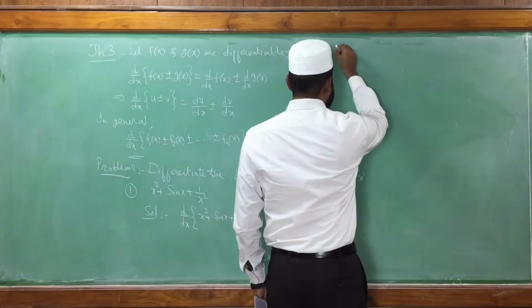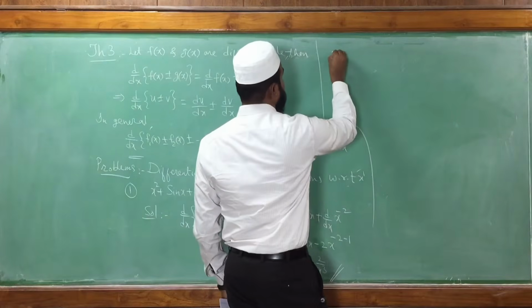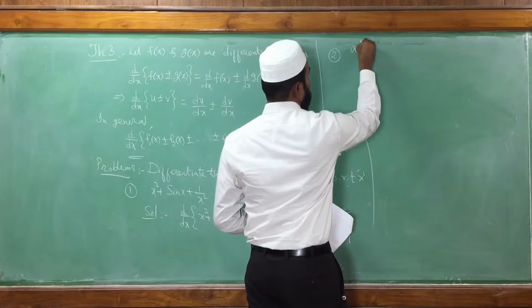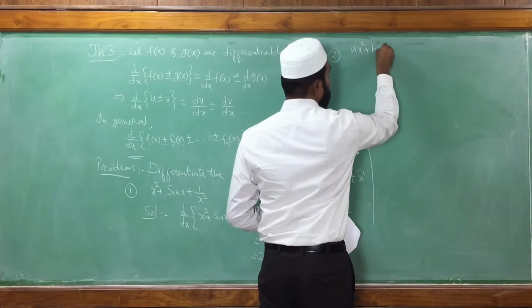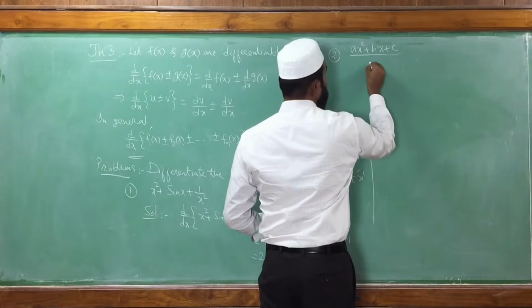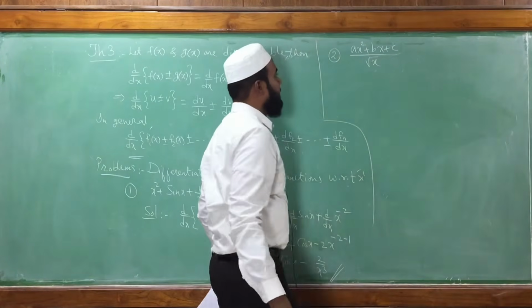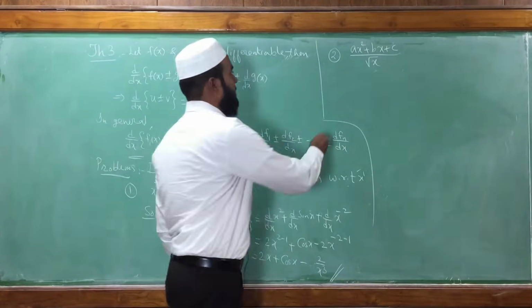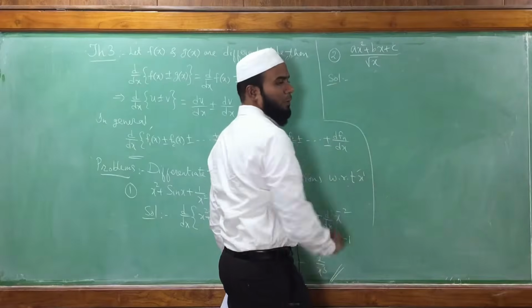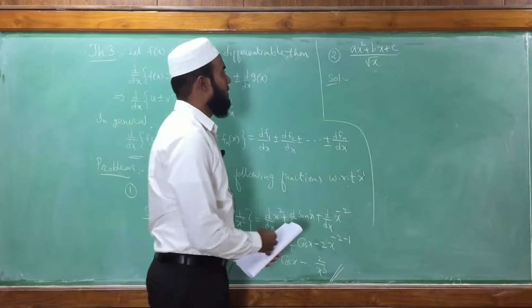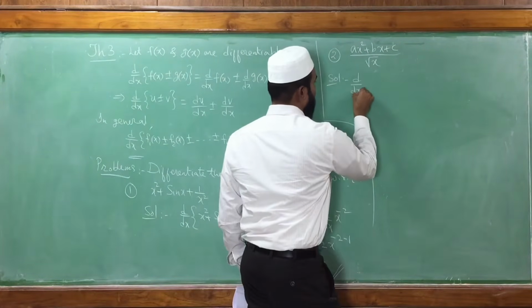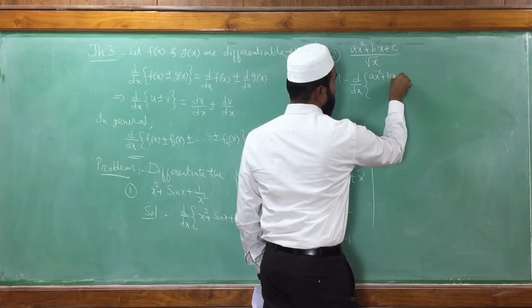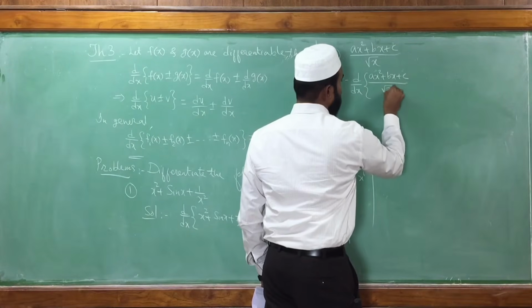Similarly, we will consider one more problem, the second problem, right. What is the question? ax square plus bx plus c by square root of x, right. The next problem is ax square plus bx plus c by square root of x. Solution. What we have to do now? We have to find the derivative of this. d by dx, with respect to x, we have to find the differentiation of ax square plus bx plus c by root x.